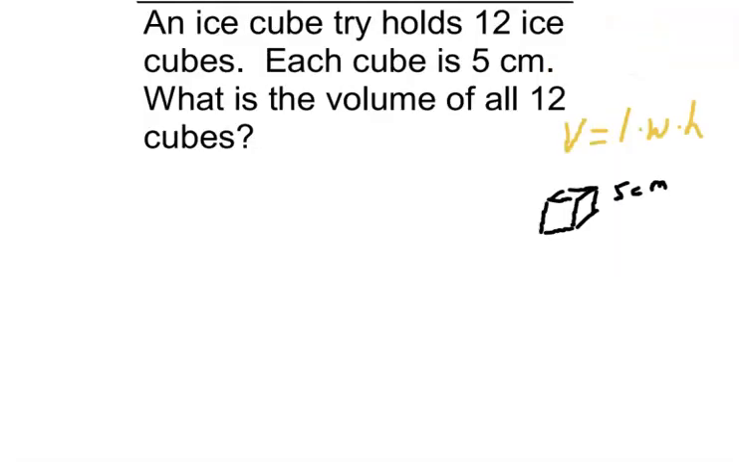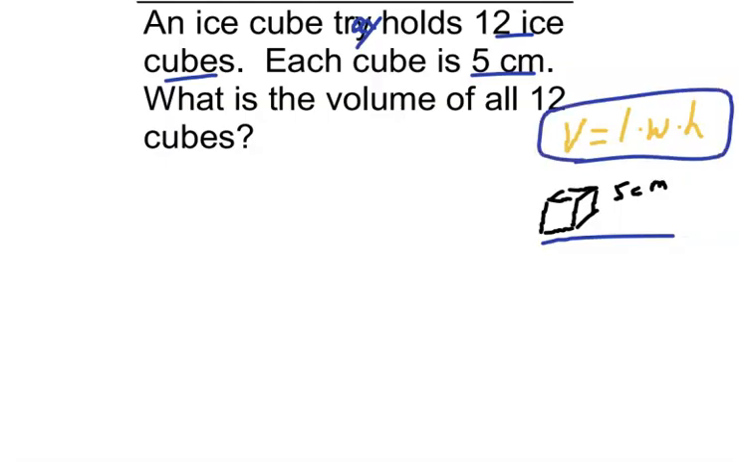All right, we have an ice cube tray, is what that's supposed to say. An ice cube tray holds 12 ice cubes. Each ice cube is 5 centimeters on each side. What is the volume of all 12? Okay, so let's find the volume of one of them. So here's a little cube, and each side is 5. To find the volume, it's length times width times height. So it's going to be 5 times 5 times 5.